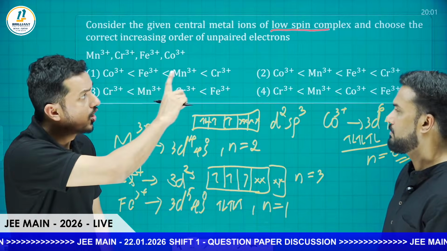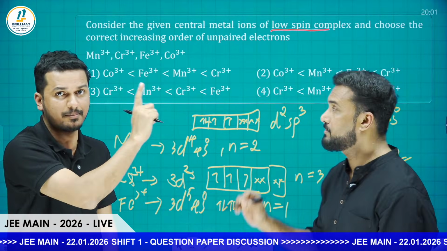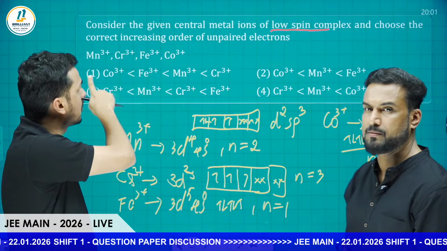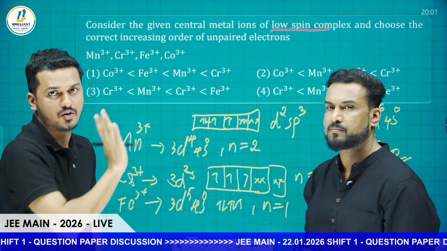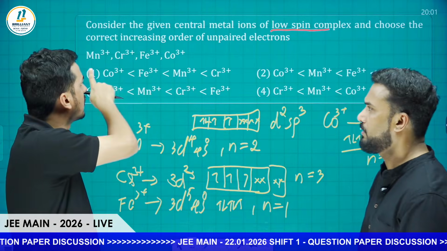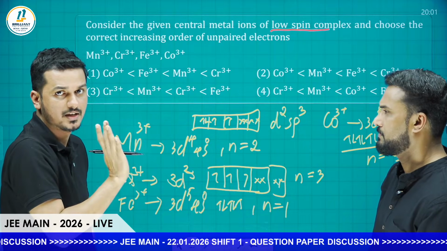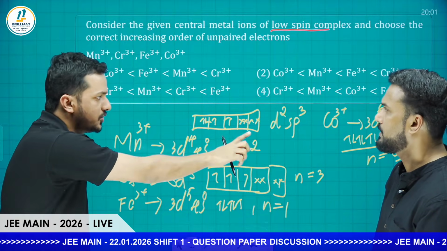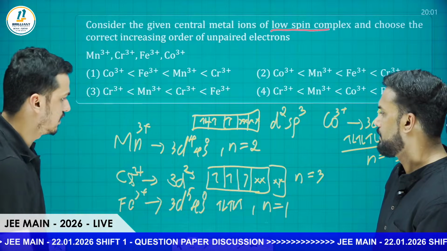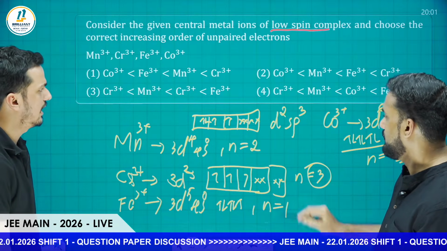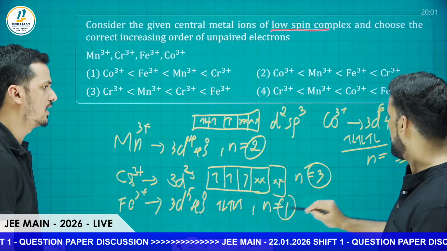So always remember, low spin complex is the main hint they have given. And this all will form octahedral complex. That also you have to keep in mind. Octahedral low spin, so that's why d2sp3. Now we can choose the highest number, n equal to 3, then 2, then 1, then 0.